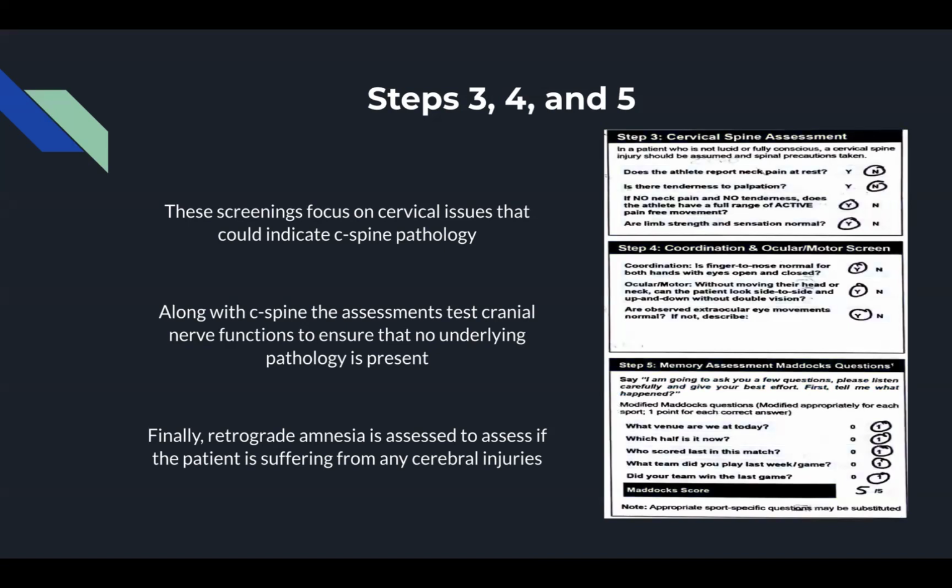And the athlete had full active pain-free range of motion, so we indicated yes. And limb strength and sensation was all normal. So step three was no, no, yes, yes. Going to the coordination ocular motor screen, it was all three yeses there. There were no indications of any abnormalities there.